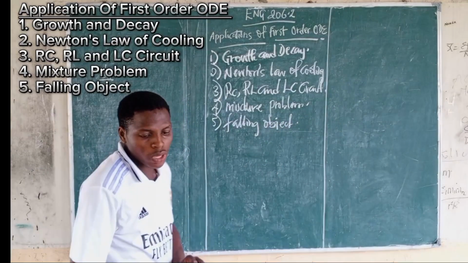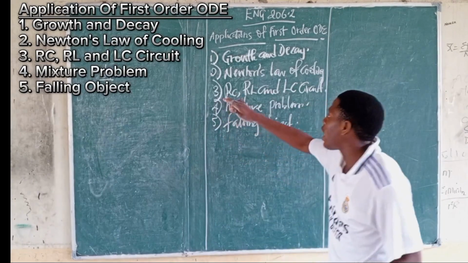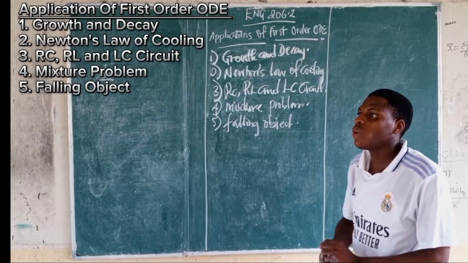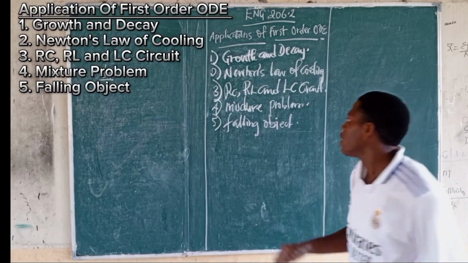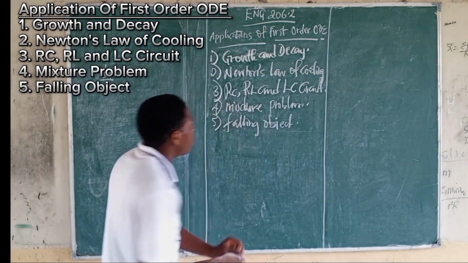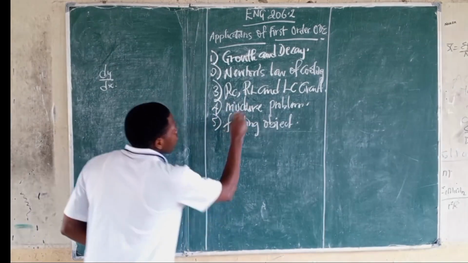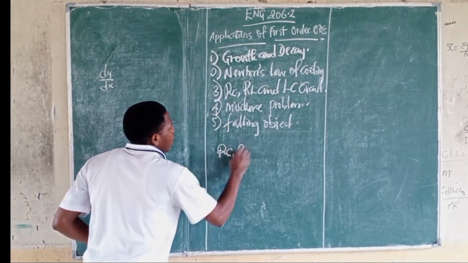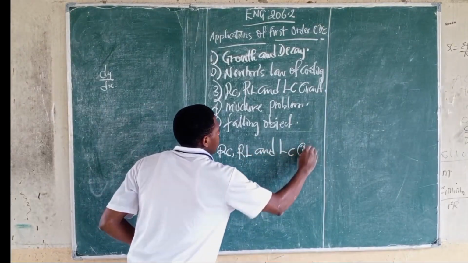But the application we'll be talking about in today's class will be the one for RC, RL, and LC circuit. How do we apply first order ordinary differential equation in solving these problems? Now the first one we take is what we call the RC circuit. So let's talk about the RC, RL, and LC circuit.